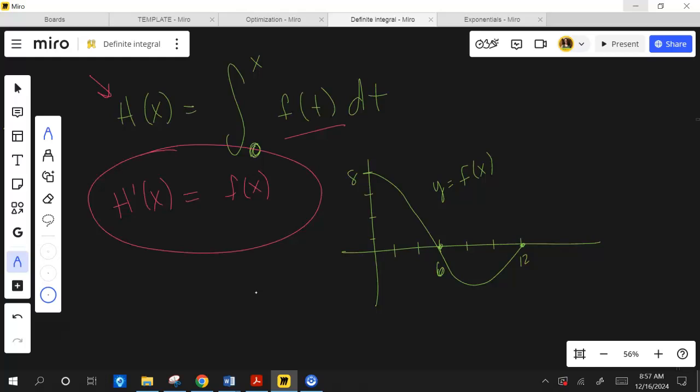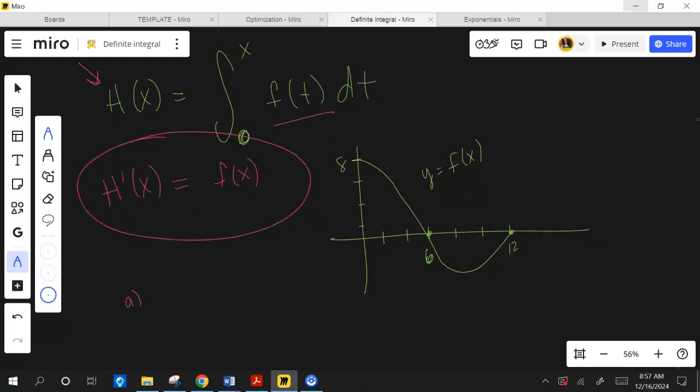Are y'all following me? Okay. Part A says find h of 0. I can go back to this very first equation they gave me and say, well, h of 0 equals the integral where everywhere there's an x, I'm plugging in a 0. Well, if these two limits are the same, it's 0.